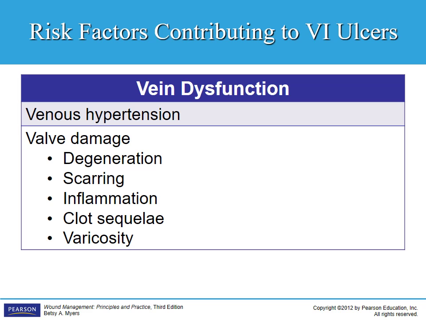With factors contributing to venous insufficiency ulcers is a vein dysfunction. You get the venous hypertension, you get valve damage, there's degeneration of the valve, there's scarring, inflammation, you can get clots within the valve, within the vein, and then you get the varicosity, which is the very large blue distended veins that you see in the legs.